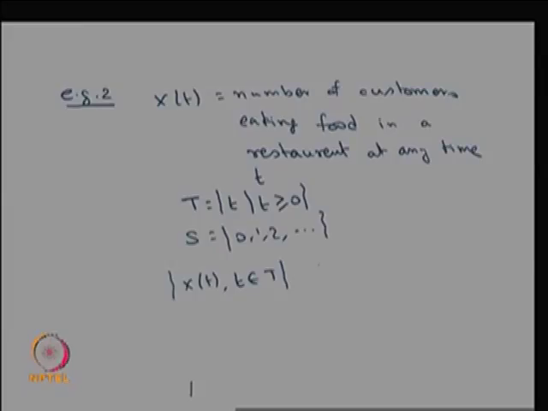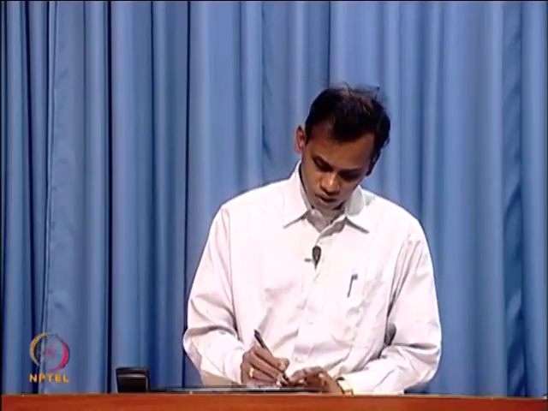Now, let us see the third type, that is a discrete time continuous state stochastic process. That means the possible values of capital T have to be countably finite or countably infinite, whereas the possible values of the state space have to be uncountably many of that type. So, let us create an example for that.